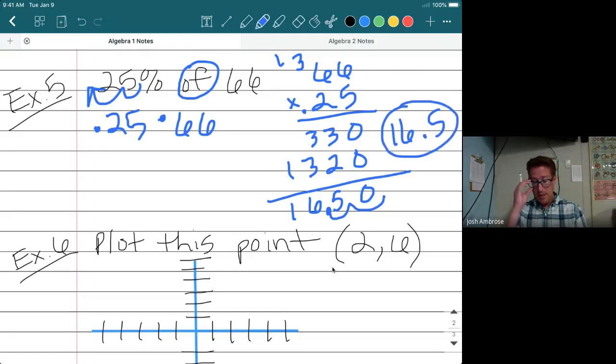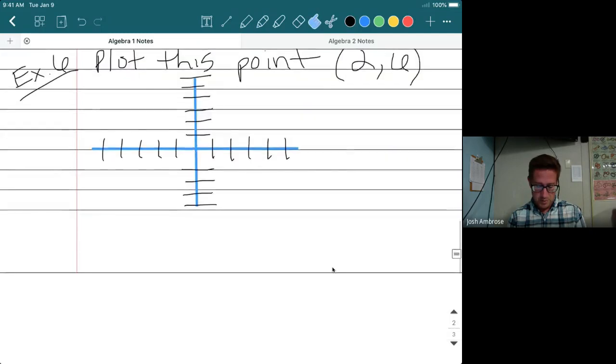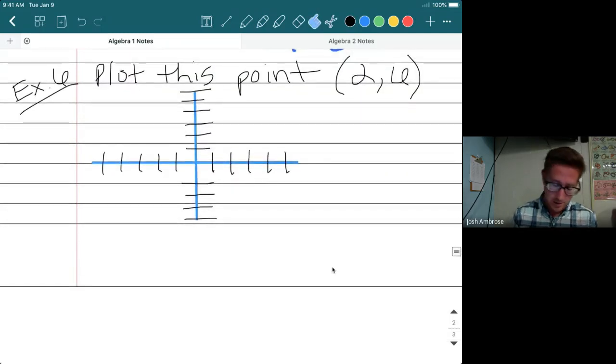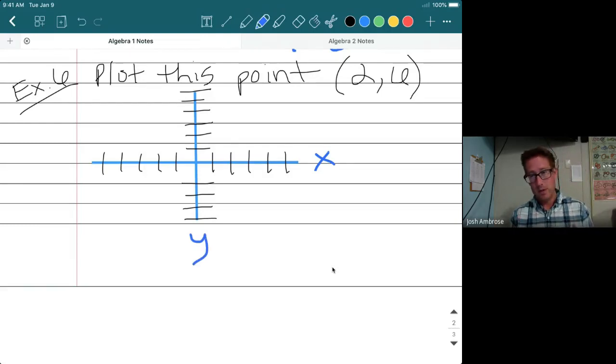All right, now we are officially on the last example problem. Keep up with it, guys. We are almost there. All right, simple plot this point. All right, so I drew a little graph for us here. Remember some of the stuff. This is your x-axis. This is your y-axis. Now, why do we need to know that? Because this first number goes with the x. The second number goes with the y.